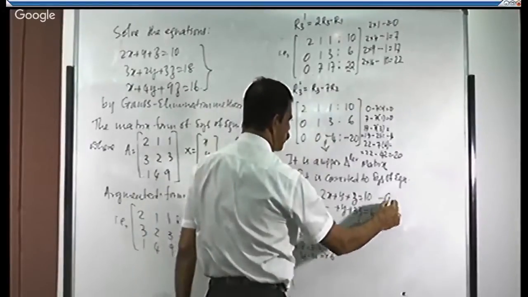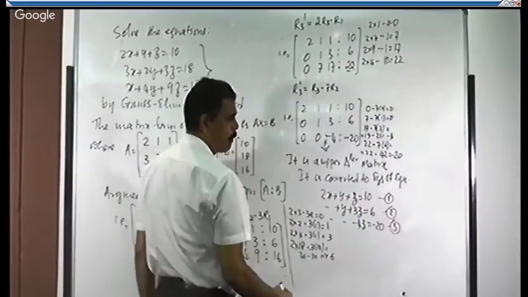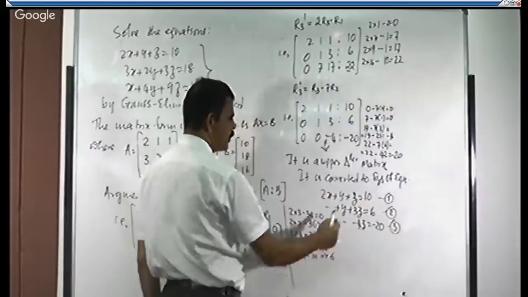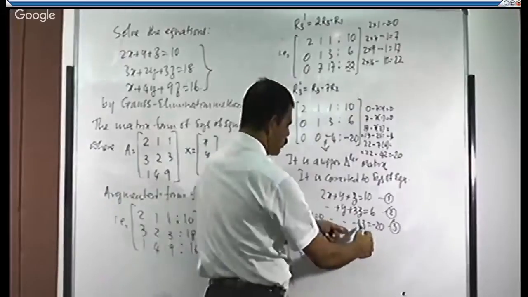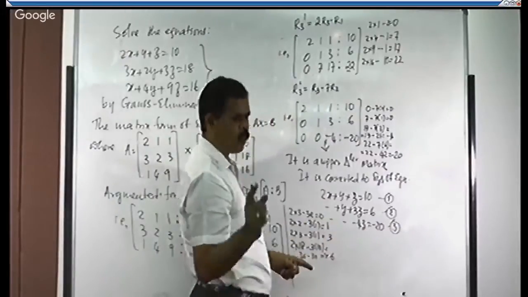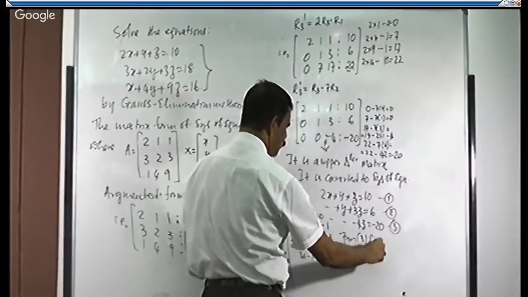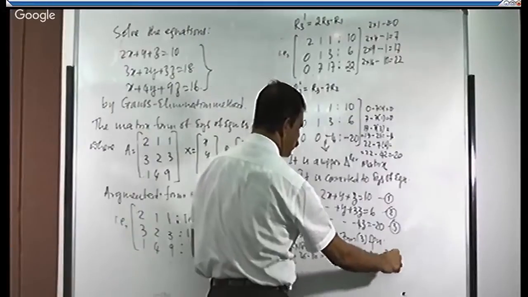This is equation number 1, equation number 2, equation number 3. From these three equations, I can get the values of x, y, z. You observe the last equation. In the last equation, we have only one unknown, that is z. From the third equation, what is that? Minus 4z is equal to minus 20.